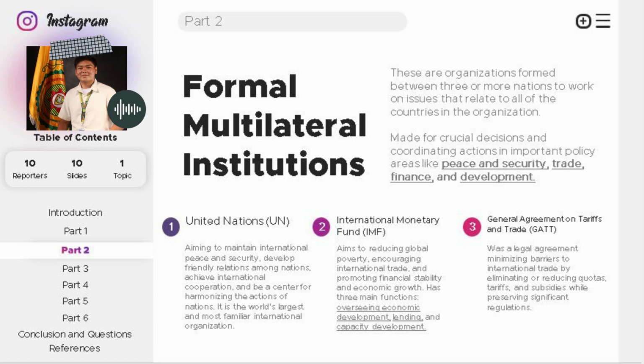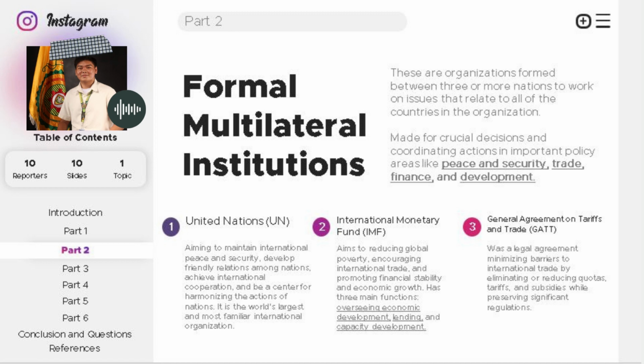Number 2. International Monetary Fund, or IMF, aims at reducing global poverty, encouraging international trade, and promoting financial stability and economic growth. It has three main functions: overseeing economic development, lending, and capacity development. Number 3. General Agreement on Tariffs and Trade was a legal agreement minimizing barriers to international trade by reducing or eliminating tariffs and subsidies while preserving significant regulations.